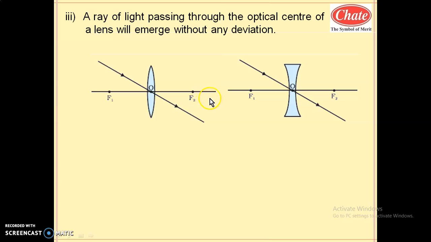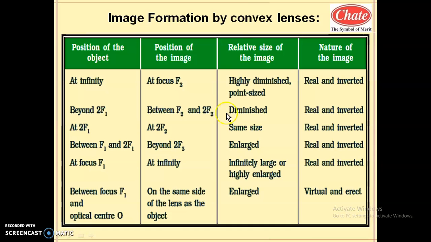This is the third rule or third law for drawing the ray diagram for lenses for image formation. A ray of light passing through the optical center of a lens will emerge, means will come out, without any deviation. So this is a convex lens and this is a concave lens. The ray which is coming toward the optical center of the convex lens or concave lens will pass without deviation.